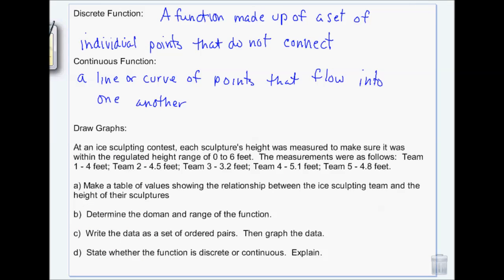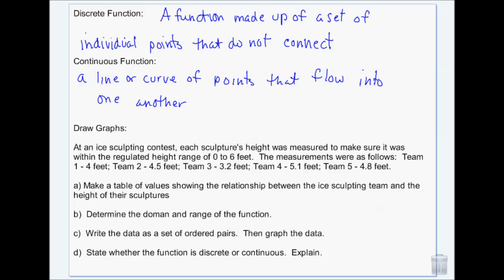So a discrete function is a function that's made up of a set of individual points. They don't connect. A continuous function is like a line or a curve of points that flow into one another. If you want to think about it, if I have a jar of marbles, it's empty, and then today I throw in a handful of marbles. Say I threw in 5.